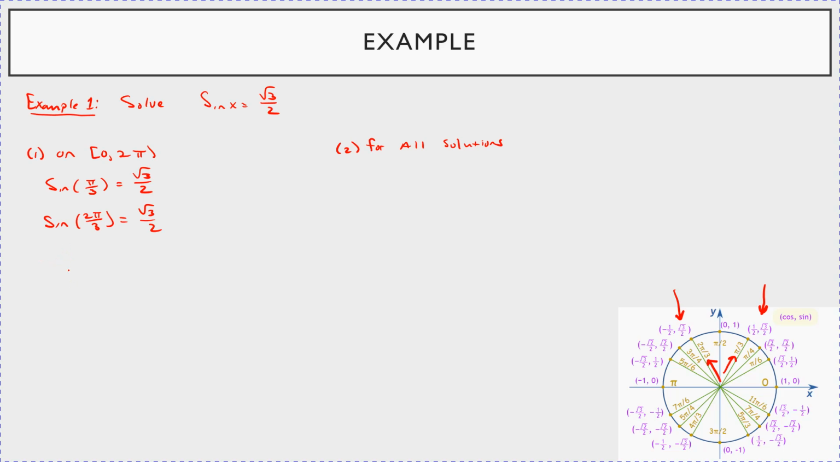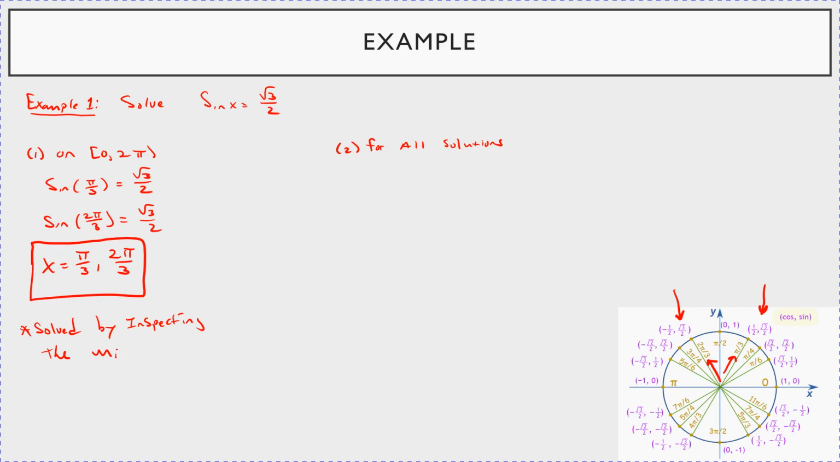So we solved it just by looking at the unit circle. So x is equal to pi over 3 and 2 pi over 3. We solved by inspecting the unit circle, okay? Okay, now what do I mean for all solutions?